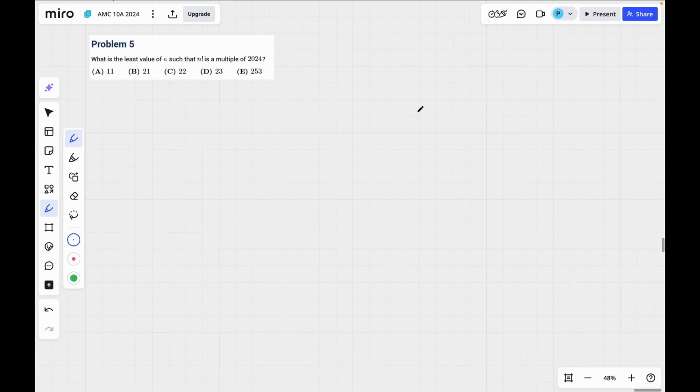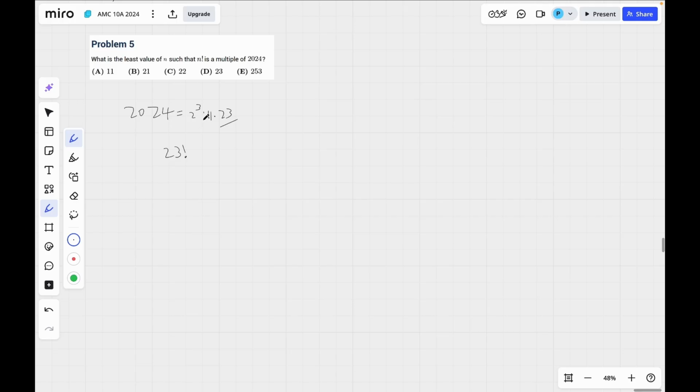Problem 5. What is the least value of n such that n factorial is a multiple of 2024? Immediately let's begin by prime factorizing 2024. And usually I find that whenever you're doing math contests in a certain year, it's always good to remember the prime factorization of that year's number, so you don't have to do it during the contest. So now our largest prime factor is 23. So let's test out 23 factorial.